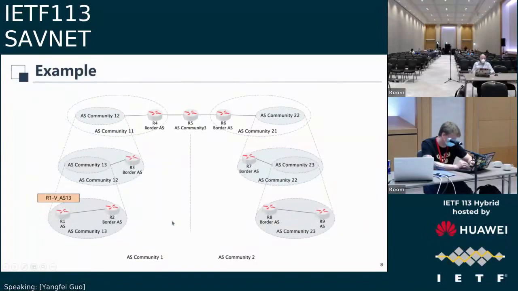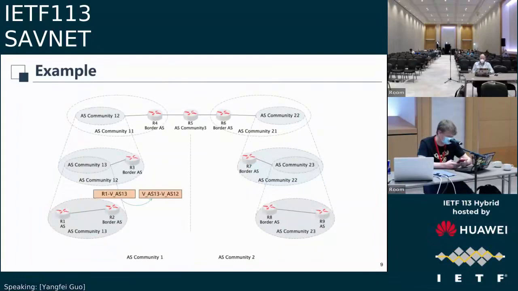Router 1 sends out a packet to router 9. In the first step, router 1 learns from the destination address of the packet that the destination is not inside its community, but it is inside the cluster. It puts the tag between itself and the virtual AS of this community, that is virtual AS 13, into the packets, forming the tag router 1 to virtual AS 13.